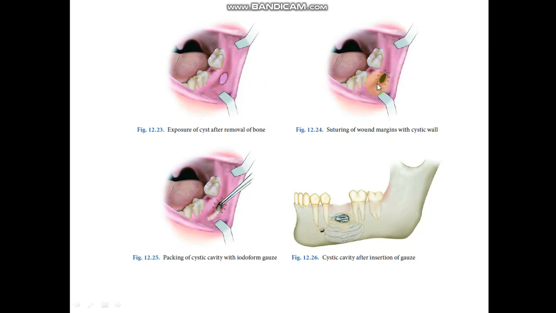After creating this opening, the opening should be maintained. That means the opening should stay open. And this is by insertion of a plug. For this plug, either we can use ribbon gauze impregnated with whitehead varnish, which is antiseptic material, or you can use a fabricated plug made from resin, acrylic resin, or methyl methacrylate, or sometimes you can use a stent as well.